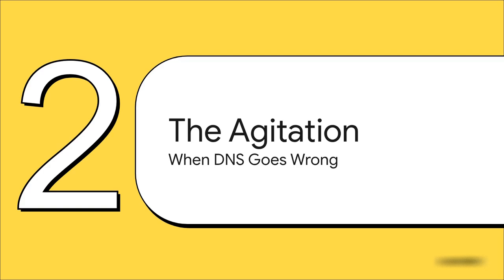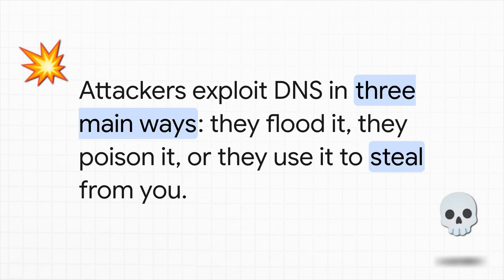DNS was built in an era of trust, assuming everybody on the network was playing nice. And today, well, that trust has become a critical vulnerability. It's made DNS a prime target for attackers who are just looking to cause chaos. So basically, attackers have three favorite ways to mess with DNS. They either flood it with a ton of junk traffic, they poison it with bad information, or they actually use it as a secret tunnel to steal your data. Let's break down each one.